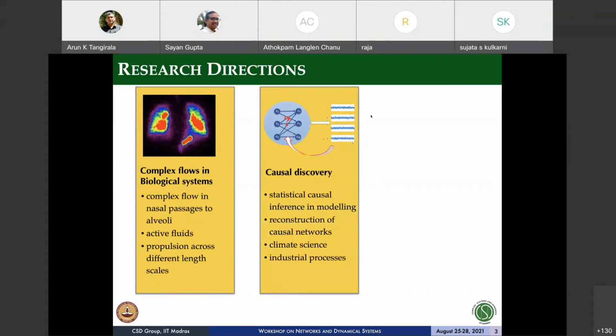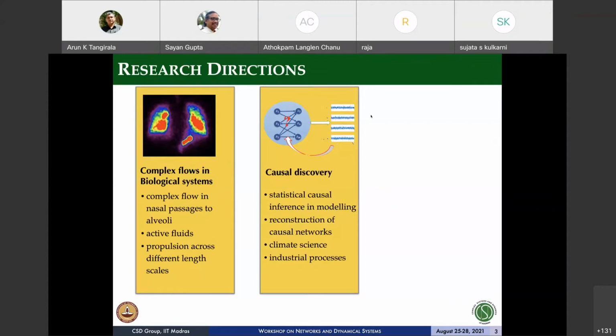And an area that has taken off or continues to emerge is that of causal discovery. Although I must mention that this idea of figuring out what is the cause, what is the effect, has been around for about 40, 50 years, almost taking birth in econometrics. But to engineering systems, it has come only recently.